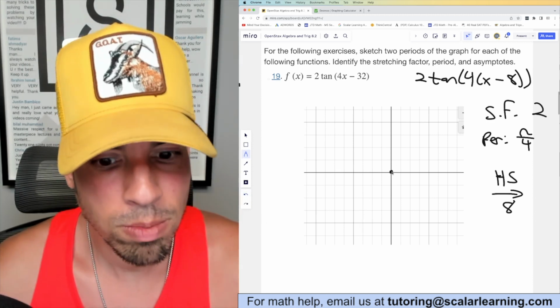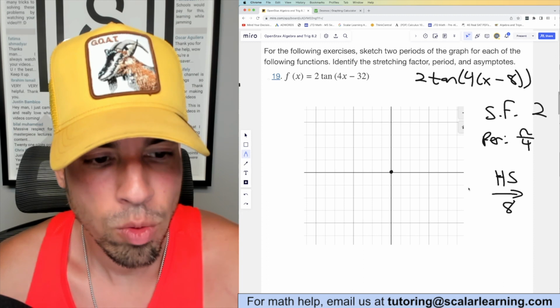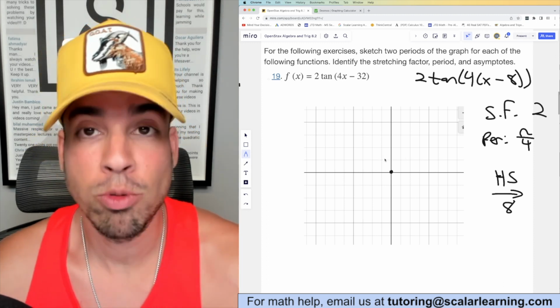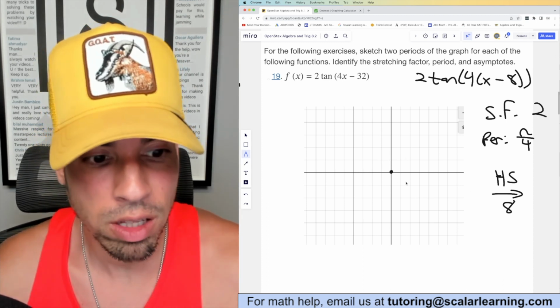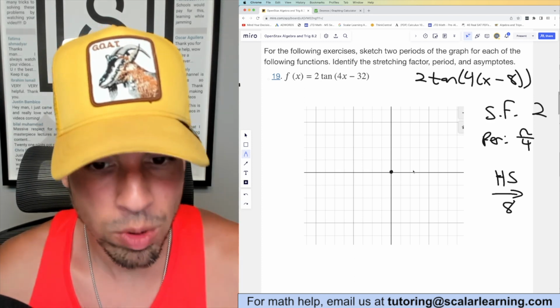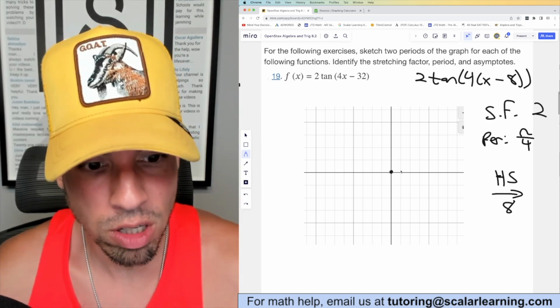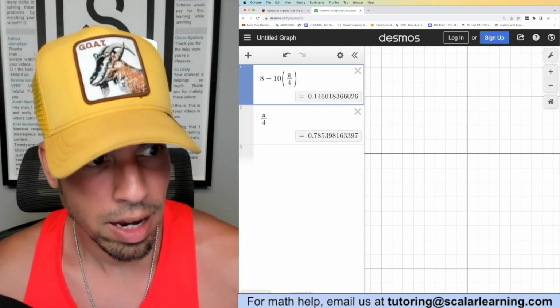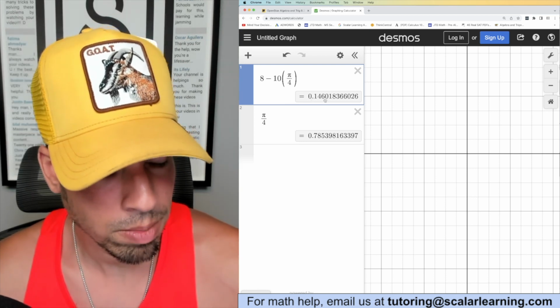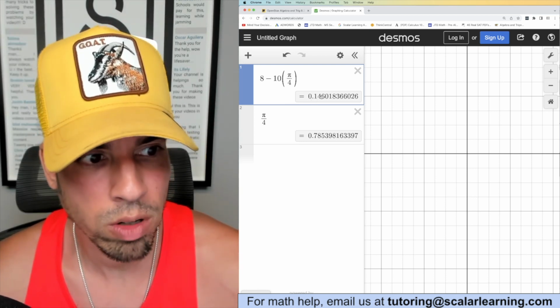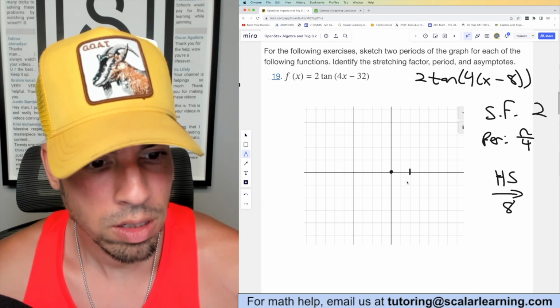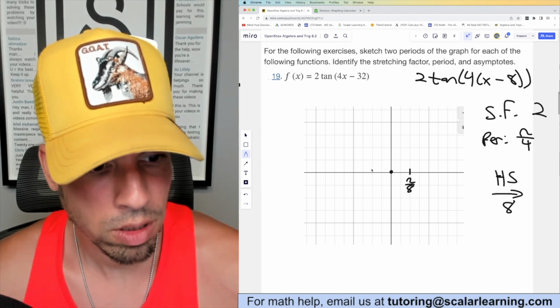But now this has been shifted 8 units to the right. So what I'm going to do is take 8 and subtract multiples of pi fourths in the calculator until I get one that's between 0 and pi fourths for my first starting point. So you see, once I subtract 10 multiples of pi fourths, I get something that's less than pi fourths. I get about 0.146.